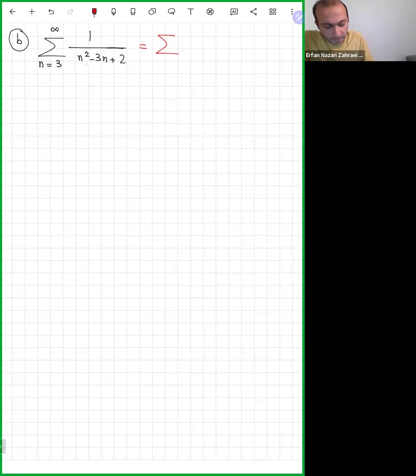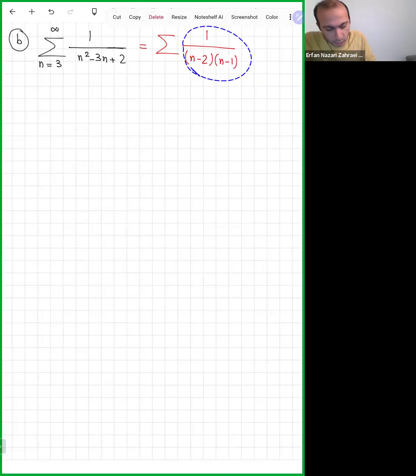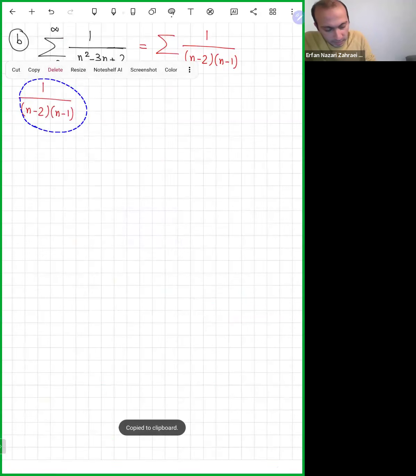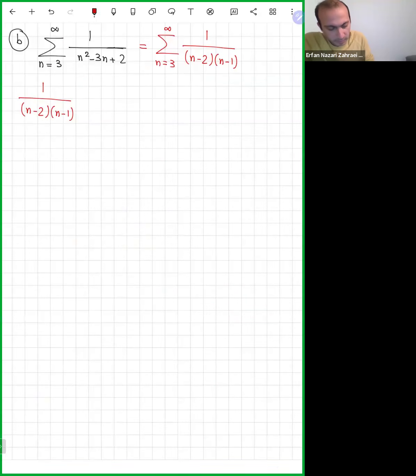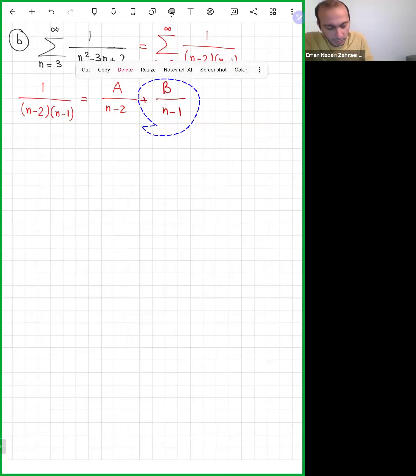Let's do that. First, I need to factor the denominator. The denominator is n minus 2 times n minus 1. Now I need to do partial fraction decomposition of this, with n from 3 to infinity. I have two linear terms, and the multiplicity of both is 1, so I have one contribution for each. And because the numerator is one degree lower than linear, it's a constant, so I would have constant terms. I need to find A and B in this partial fraction decomposition.